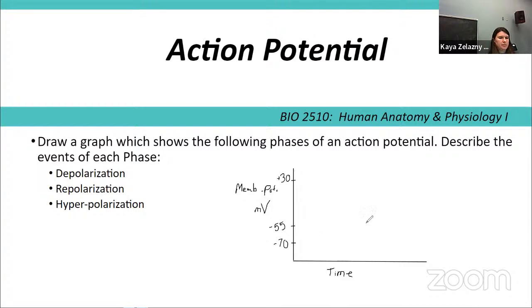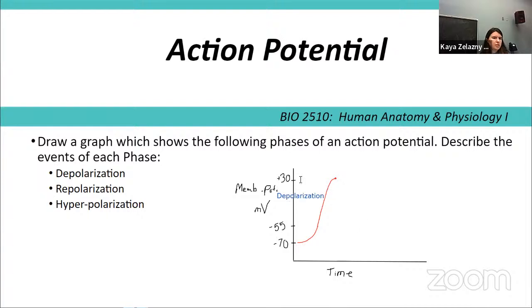So when we begin, we're going to start out at our resting membrane potential of -70. We're going to say that we depolarize to -55, which is when we know that we're going to kick off the action potential. Okay. So depolarization continues. We see a spike up to +30. So this phase, going up, is the depolarization. There we have our depolarization.